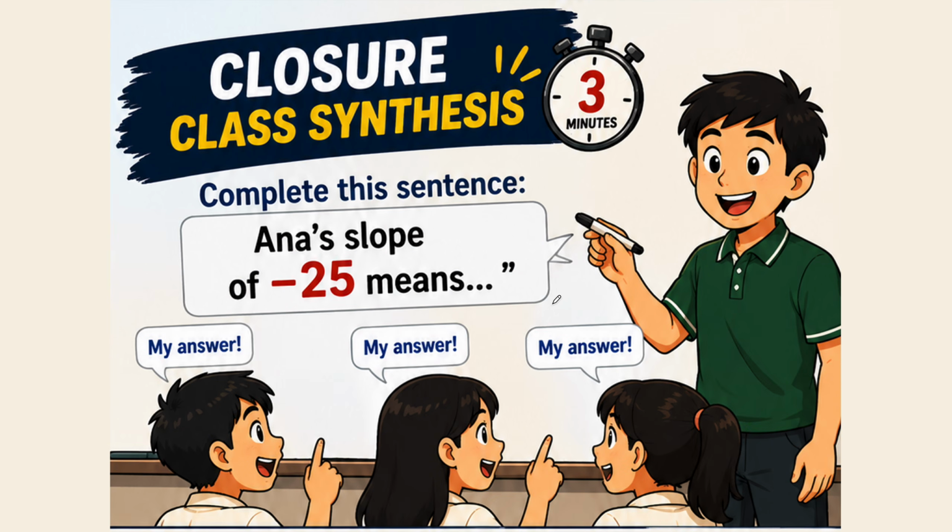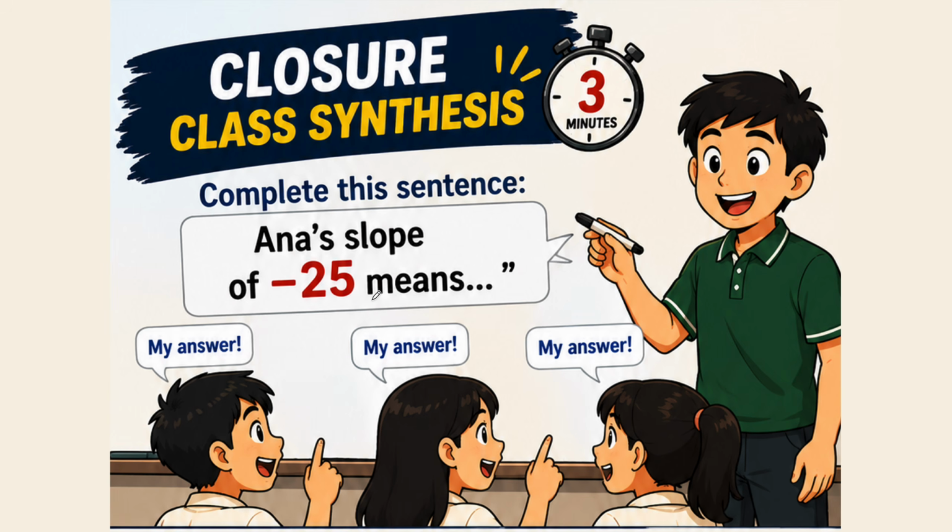As we close this particular session, again, we have to complete this sentence. To complete the sentence, we're going to use the comment section. Ana's slope of negative 25 means, so ano po ang sunod dyan? That would be your attendance. Type your answer lang po dito sa comment section natin. Kumpletuhin nyo lang po itong session na to.